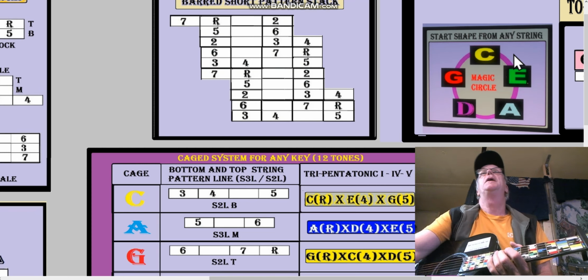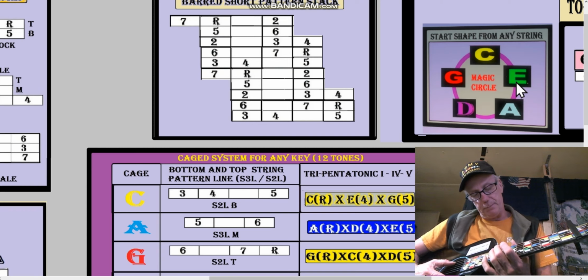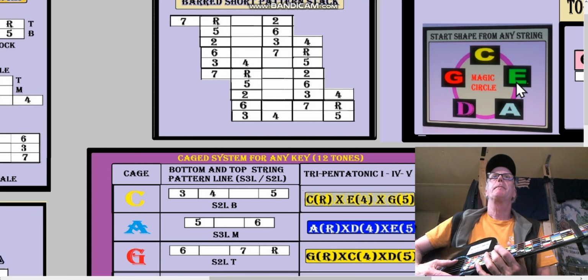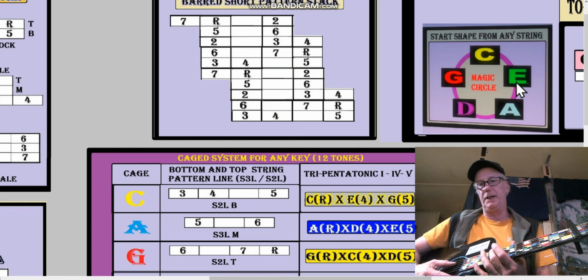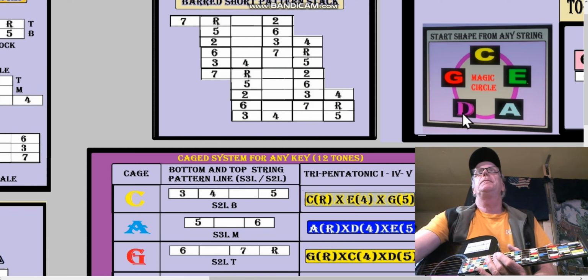That shape becomes an E shape, so there's the clockwise legitimacy of the magic circle. It becomes an E shape if you start the same chord, arpeggio or pentatonic from that same note that it started from over here. So that's how I originally did the magic circle. Now we're talking about going backwards on the magic circle.